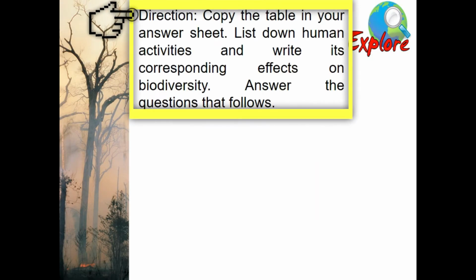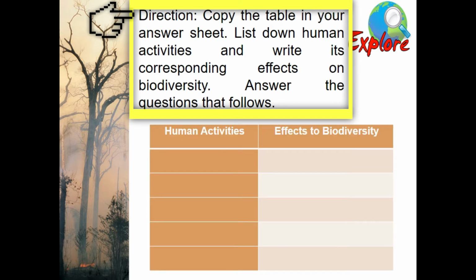Direction. Copy the table in your answer sheet. Below is the format of the table. List down human activities and write its corresponding effects on biodiversity. After which, you are going to answer the questions that follow.